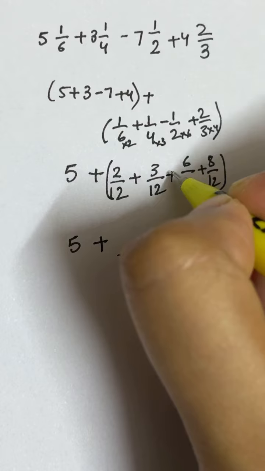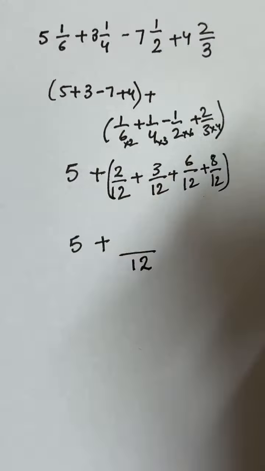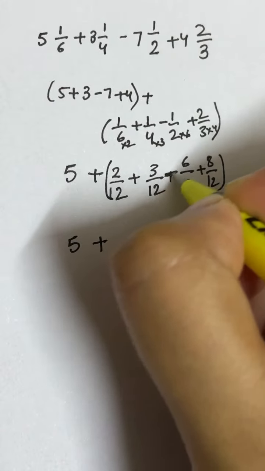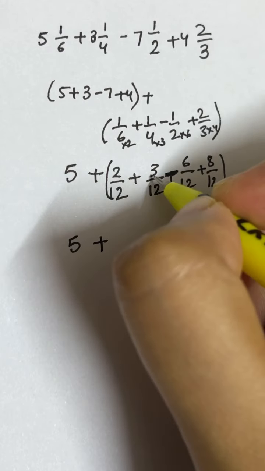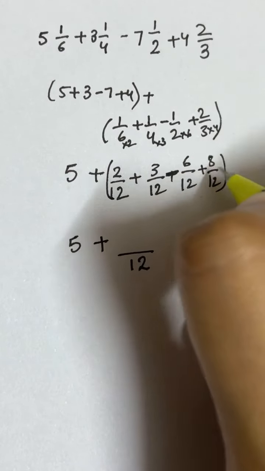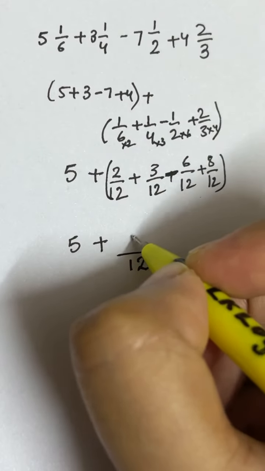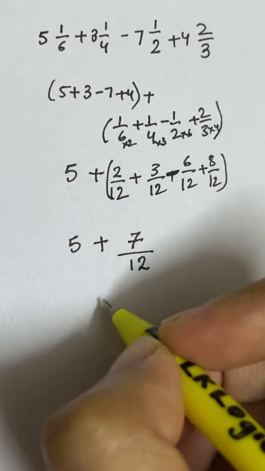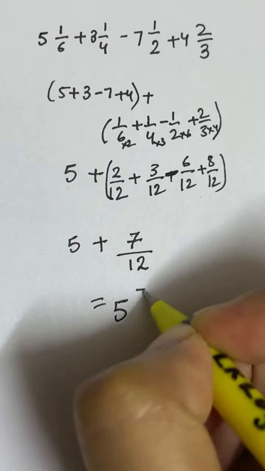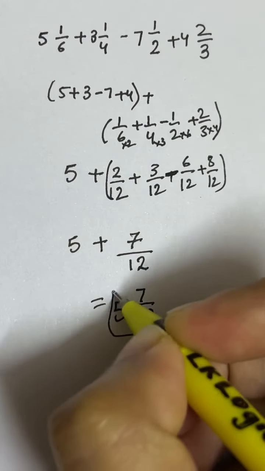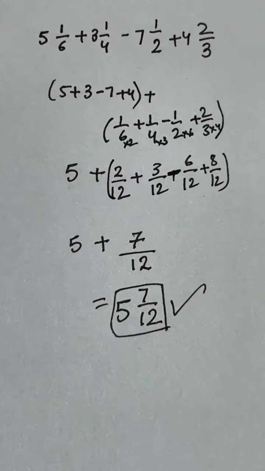Sorry, you have a minus sign here. You have a minus sign here. So 2 plus 3 is 5. 5 minus 6 is minus 1. Minus 1 plus 8 is 7. So you have 5 plus 7 over 12. That gives you the answer directly. 5, 7 over 12s. And you're done.